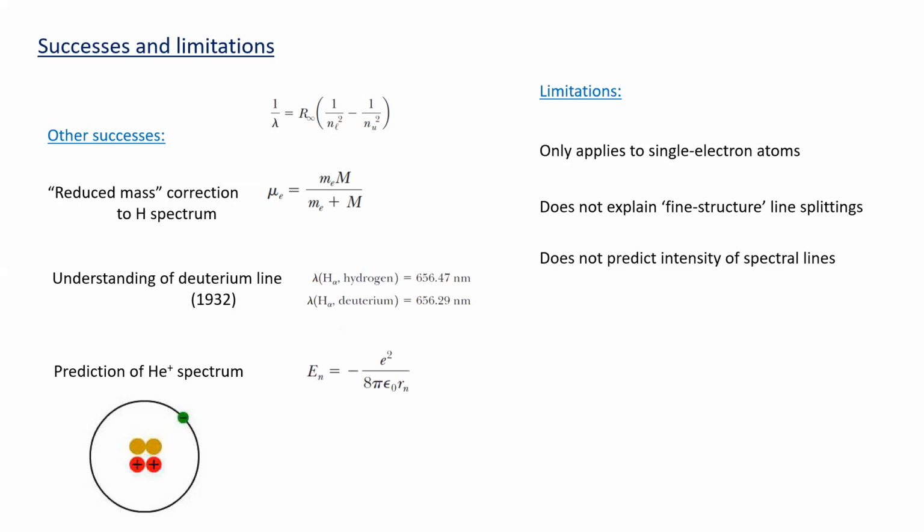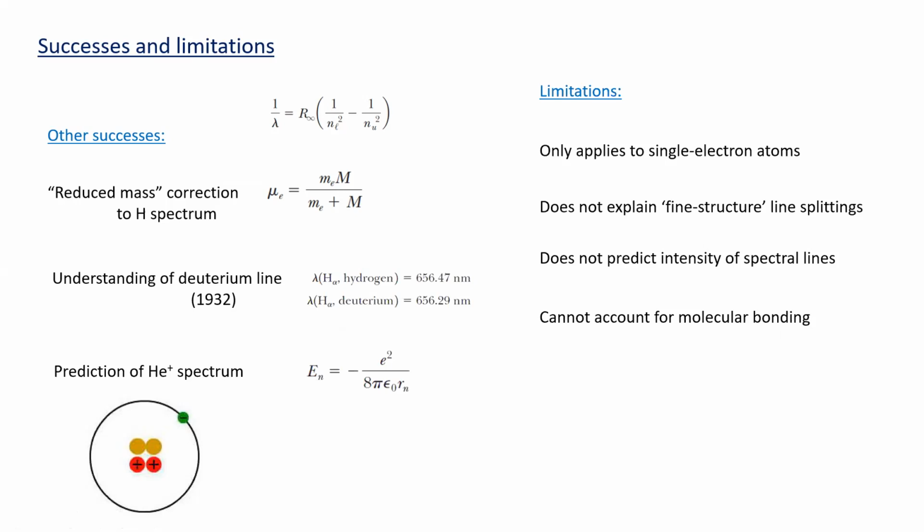It couldn't explain the intensity of the spectral lines. So in the Balmer series, some lines are brighter than others, but the Bohr model doesn't say anything about which lines should be brighter, would have more light, and which lines should have less. And finally, it can't account for molecular bonding. We know that 2 hydrogen atoms tend to bind into a hydrogen molecule, H2, but efforts to apply the Bohr model to account for molecular bonding, again, didn't meet with much success.